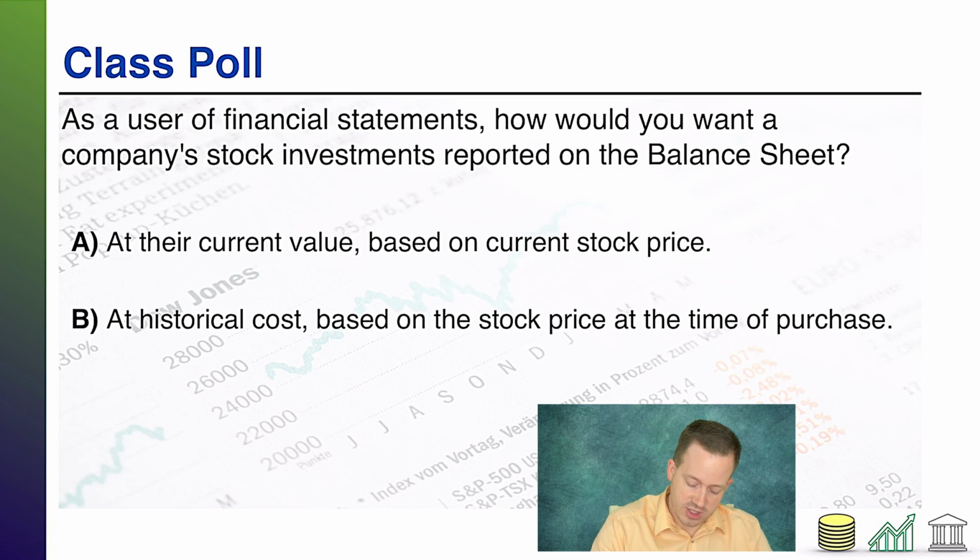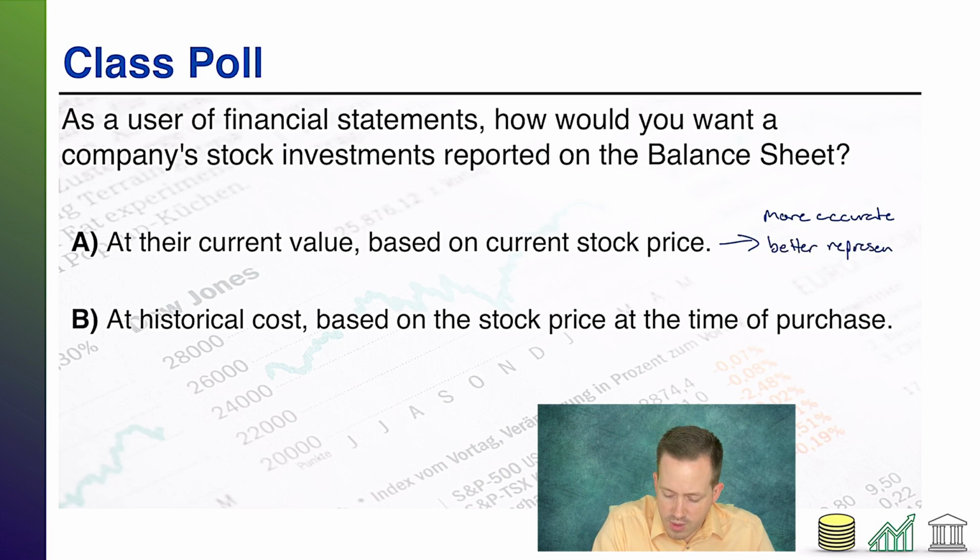What's a benefit of this? At current value based on current stock price. For those of you who prefer this, you're probably thinking to yourself, well, it's more accurate, right? Or it's a better representation of true value. That's the common answer I get when I ask students why they picked A. They say it doesn't matter what you originally paid for it.